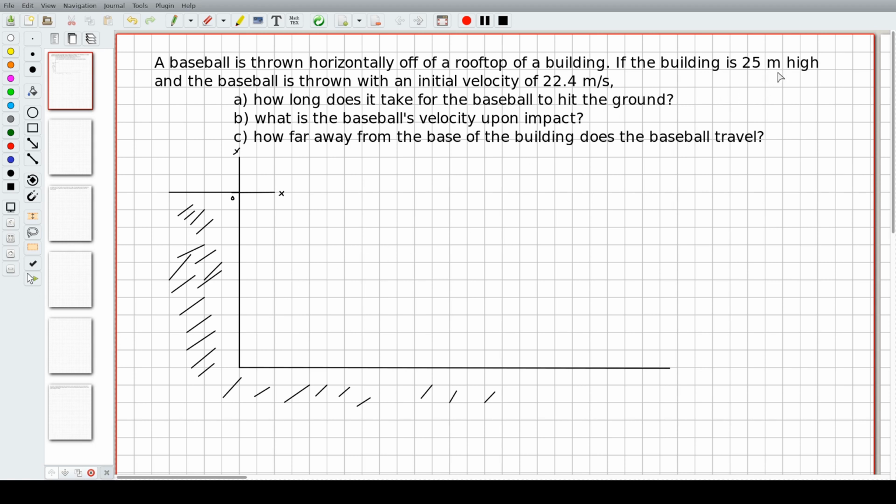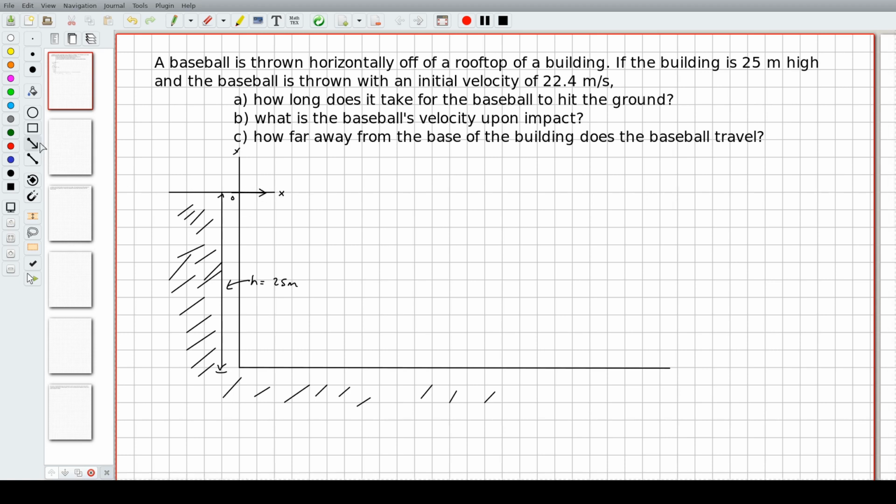We know the building is 25 meters high, so the height of the building, we'll say this right here. This is the height. It's 25 meters. Now, we also know that this thing is being thrown horizontally. What that means is that you're throwing it straight down the x-axis. That's your initial velocity. So it's going to be something like this.